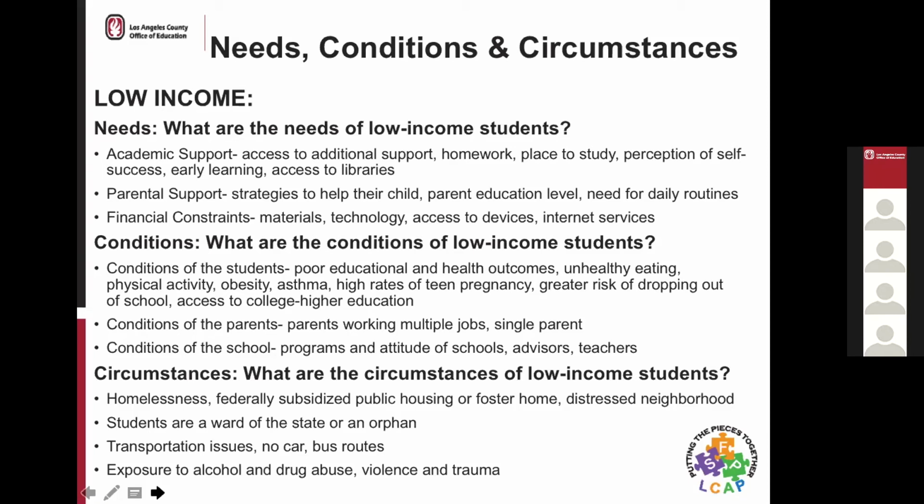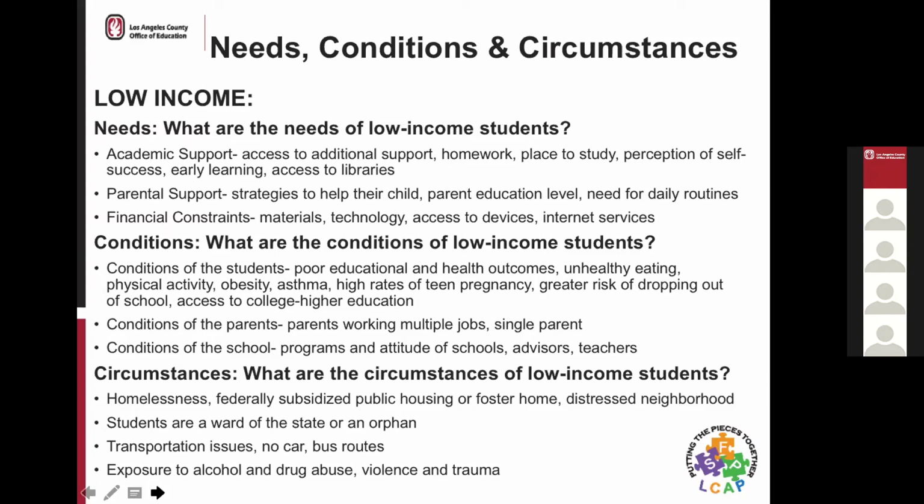Moving on to the conditions. What are the conditions of low-income students? The conditions of the students, perhaps, is that they have poor educational and health outcomes, such as unhealthy eating, physical activity, obesity, asthma, access to higher education. And then looking at the conditions of the parents. Are the parents working multiple jobs, single parent homes? And the conditions of the school, programs and attitudes of the school advisors and teachers. What is the attitude towards the low-income students, and what programs are in place?